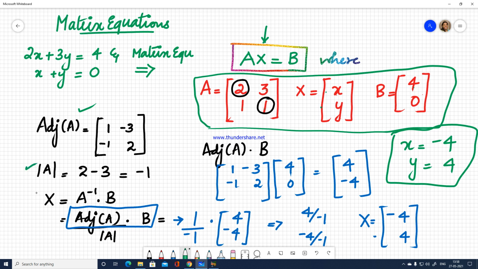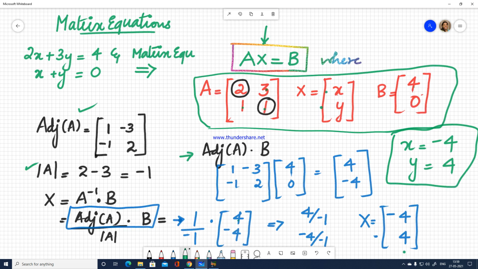Then we found the determinant of A, and X is equal to A inverse into B. A inverse means adjoint of A by determinant of A, then multiplied with B. So we found adjoint of A into B, and 1 by determinant of A. The determinant of A is minus 1, so we divide the whole value by minus 1 and got the answer as minus 4 and 4. So x is equal to minus 4 and y is equal to 4.